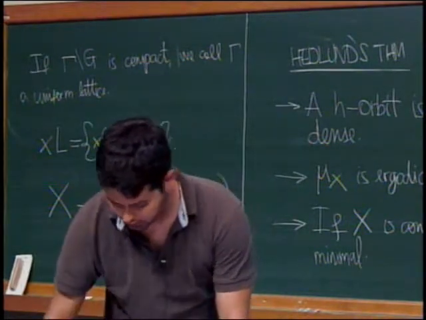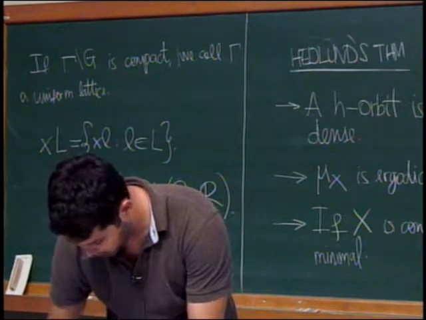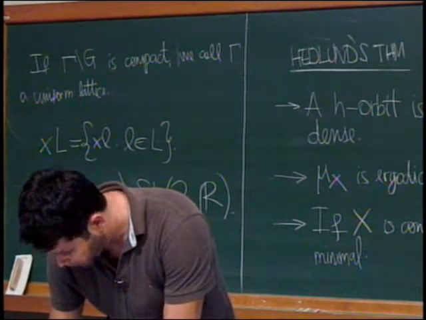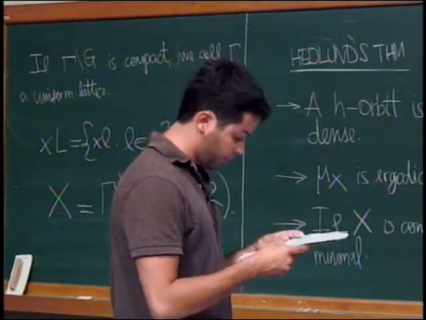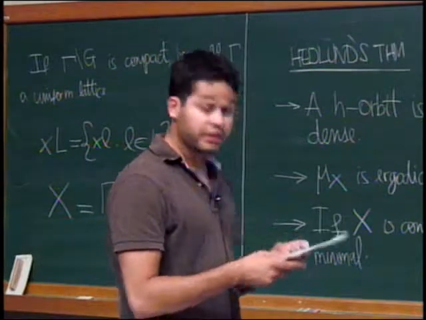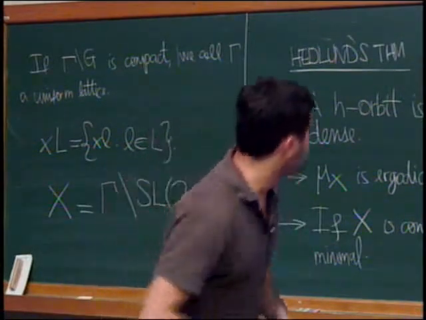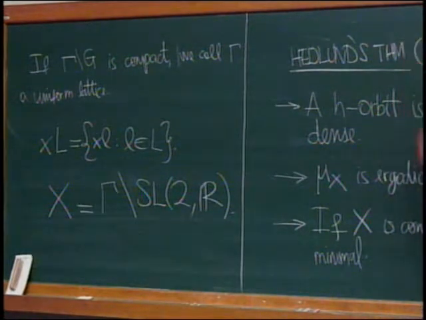Actually, I can check here. No, it was in 84, and Furstenberg's was proved in 73, and Hedlund's was proved in 36. So it was quite a big gap between this and this, and also between this and this. And Ratner's theorems were proved in 91.